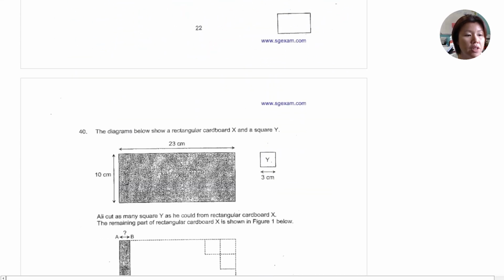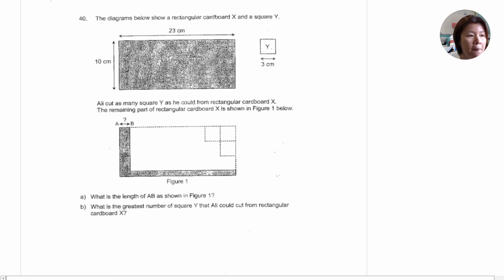Okay, let's move on. Next question is on area. It's asking that this diagram shows a rectangular cupboard, but he wants to cut out squares of 3 cm side from this rectangular cupboard. So he's asking what is the length of AB.